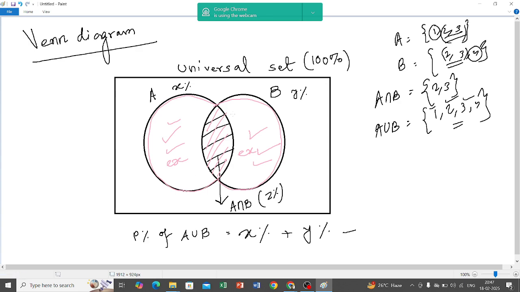So how to find out the percentage of A union B? X%, so that means this whole thing added up, plus Y%, so that means this whole thing added up, minus this intersection portion is subtracted.